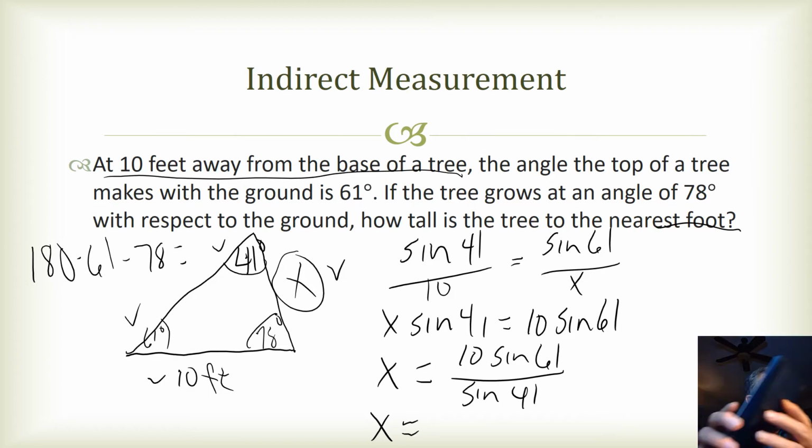Let's see if this is true. So 10 times the sine of 61, and then divided by the sine of 41, and that comes to 13.33. So this tree must be approximately 13 feet.